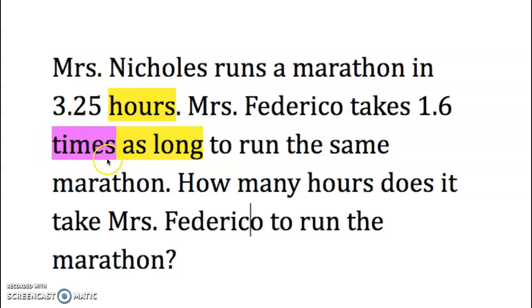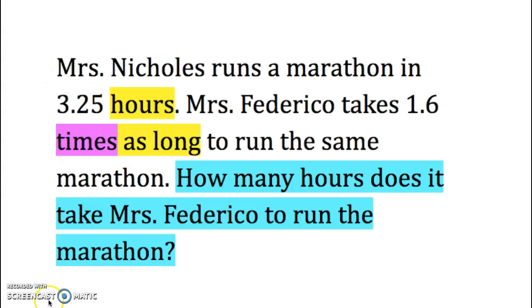I'm seeing that the only keyword that really makes any sense in this word problem is times. Now, if I were to go back in the slides and look at what keywords are associated with times, I would see that it matches up with multiplication. Another clue that tells me that it's multiplication is that the units don't match. It's not 1 6/10 hours and 3 25/100 hours. It's hours and times as long.